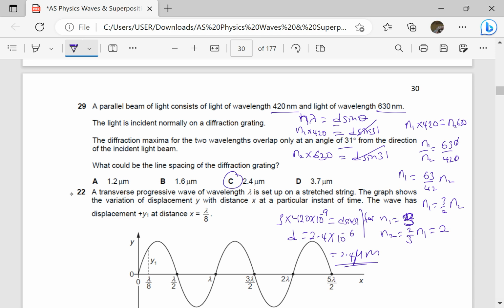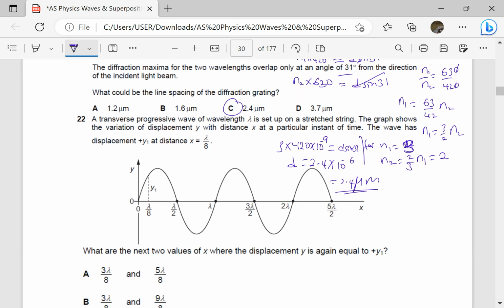The analysis there is very interesting. We didn't know the orders for which they overlap. That's why I did two equations here. But D is the same, sine 31 is the same, so I equated the two equations. I realized that N1 is going to be 3 over 2 N2, but these values of N must be integers, whole numbers. So the combination of N1 equals 1 could not work, N1 equals 2 could not work. So I started with N1 equals 3, which means N2 was 2. If I use N2 as 2, I should get the same value of D.